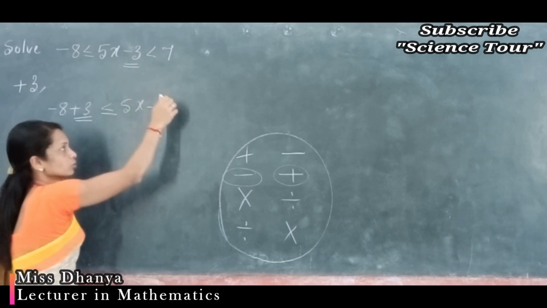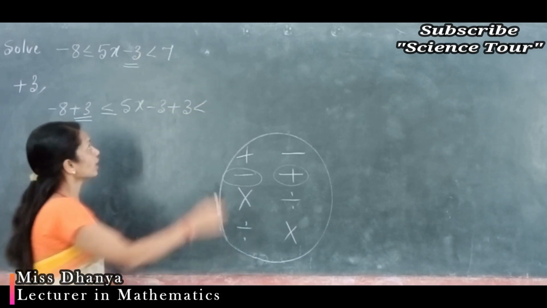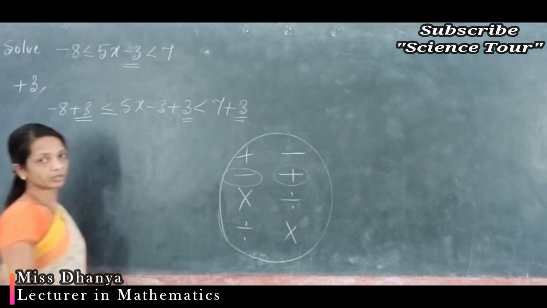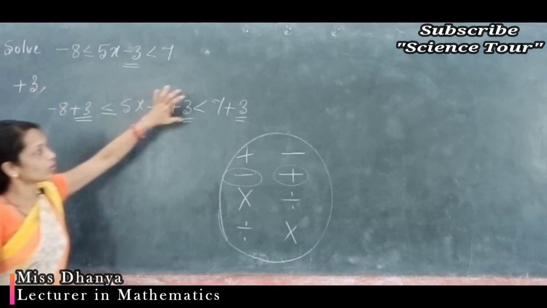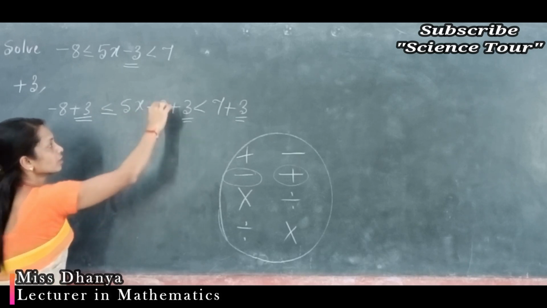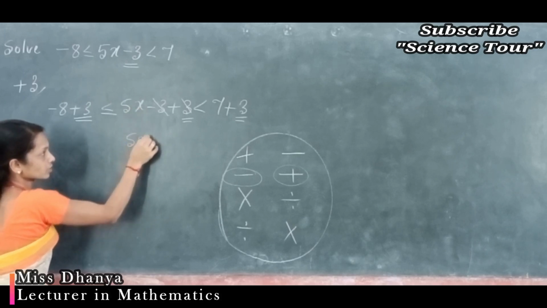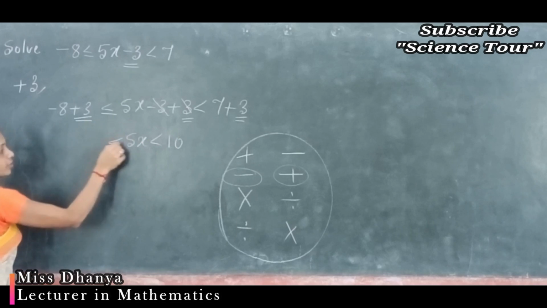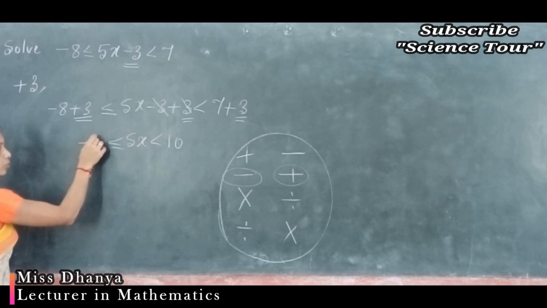To that you have to add plus 3, and the symbol less than as it is, and to 7 also you have to add plus 3. Okay, what we did here: to cancel this minus 3, we added plus 3 on each side of the inequality. Now you simplify all these. Minus 3 plus 3 cancels. So in the middle we have 5x, and here less than 7 plus 3 that gives you 10, and here the less than or equal to symbol as it is, minus 8 plus 3 that gives you minus 5.